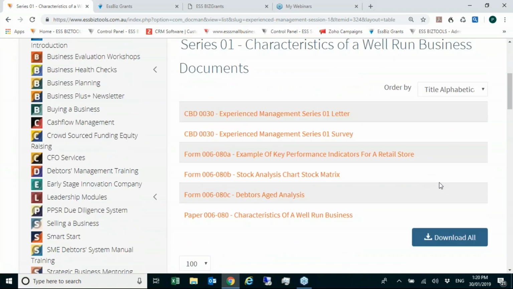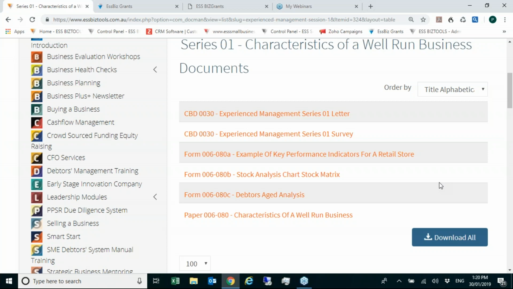Okay, so what I've done, I've now gone into characteristics. So the first series we're going to send this client is what I think is our best paper, to be honest, characteristics of a well-run business. Now, remember, this is a mature, well-run business. We're now trying to take them to the next level. We're trying to scale them up. That should be what you're thinking about.